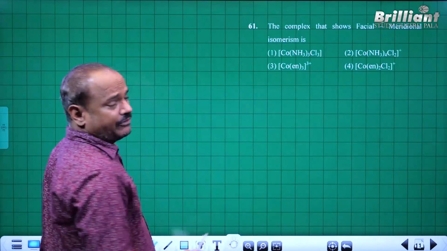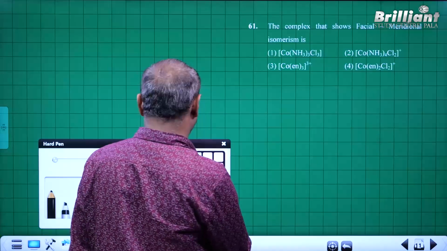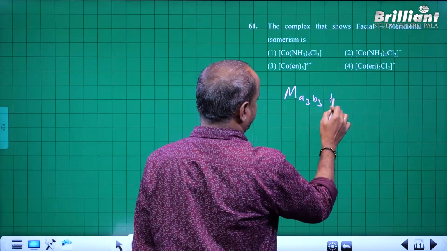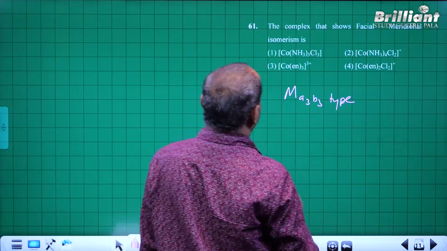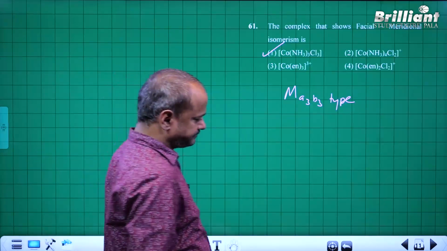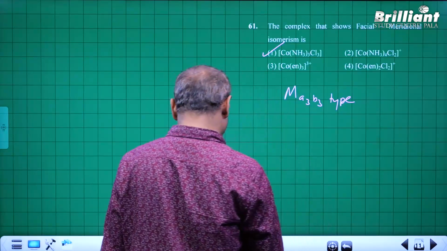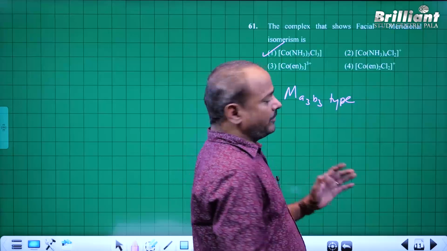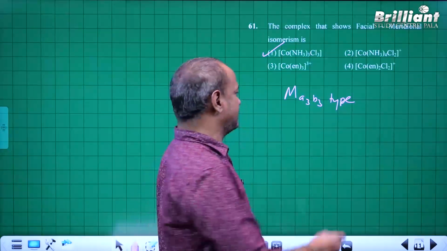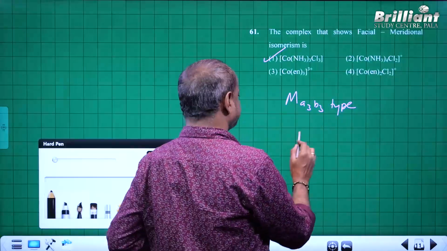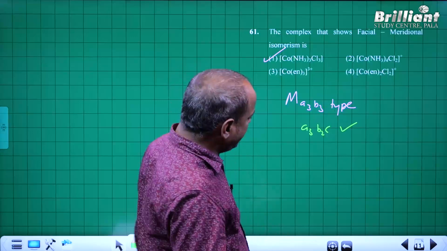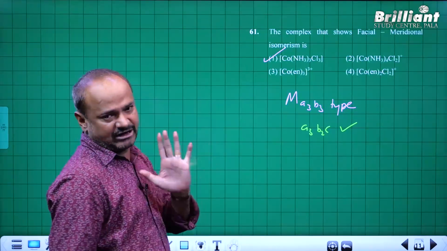Facial, meridional, A3B3 type. Option 1: A3B3 type, minimum 3 required. A3B2C is also correct. Or A3BCD is also correct. A3 one set is required.